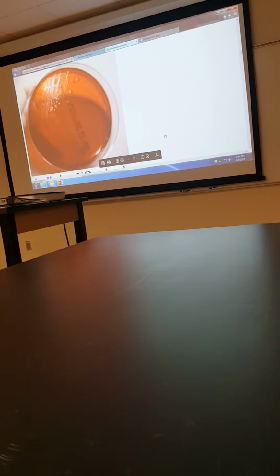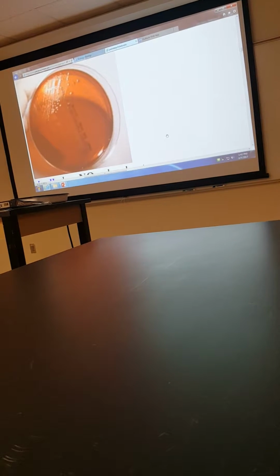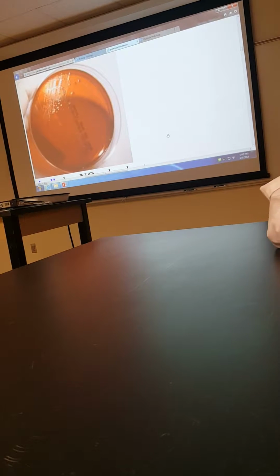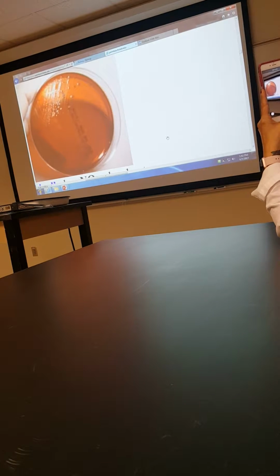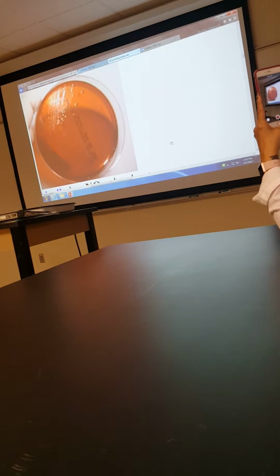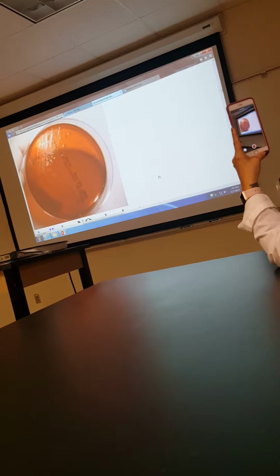Okay, this EMB plate was streaked from a patient from a urine specimen. Does the patient have a urinary tract infection? If you see growth, then yeah, there is growth.